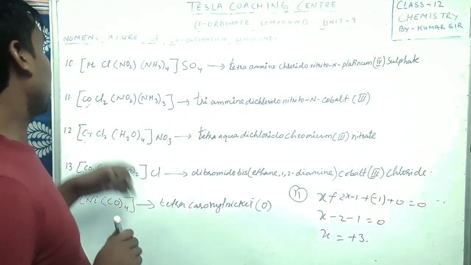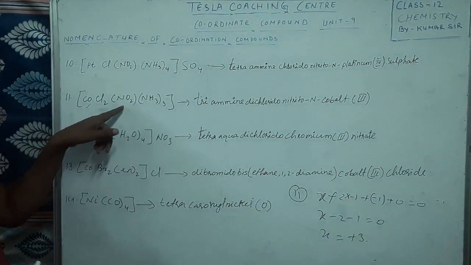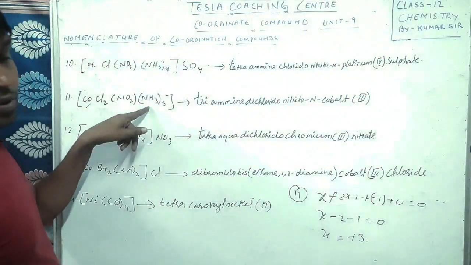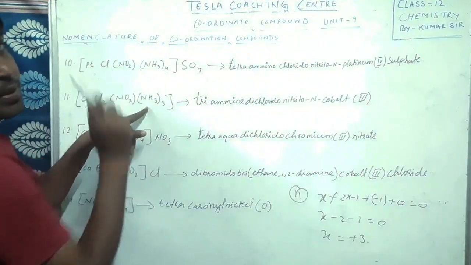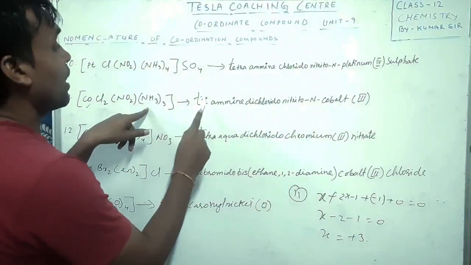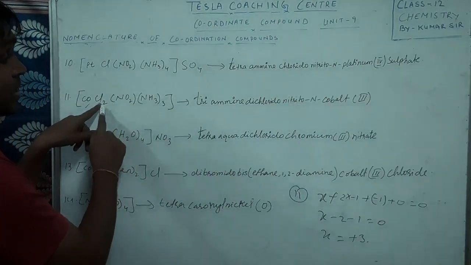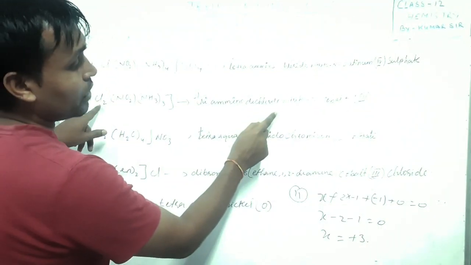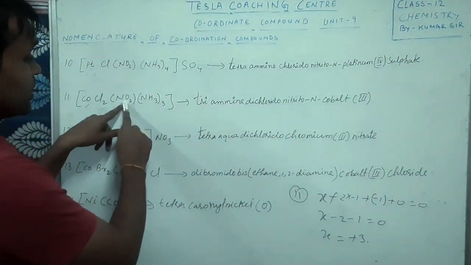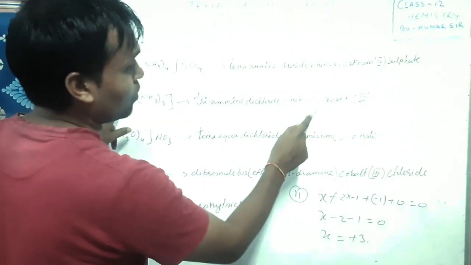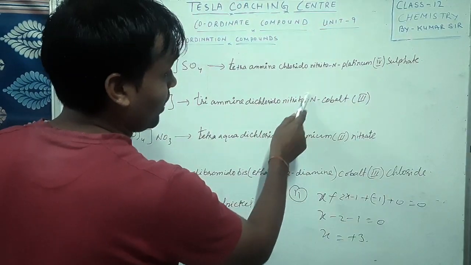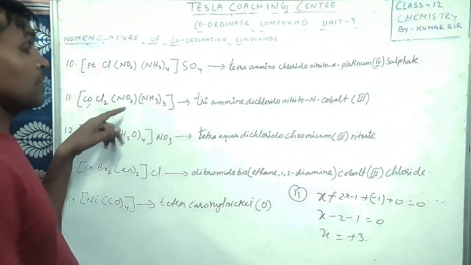Now let's see the naming. Here this is chlorido, this is nitrito, and this is amine. So we will start from here, A. So triamine, 3 are there, so triamine. And how many chlorine is there? 2. So dichlorido. And then what is this? NO2. So nitrito. The bond is formed through N, so we are writing it here dash N dash.